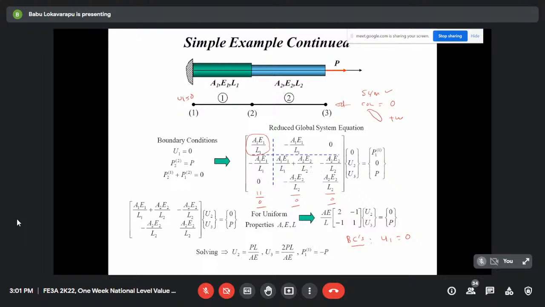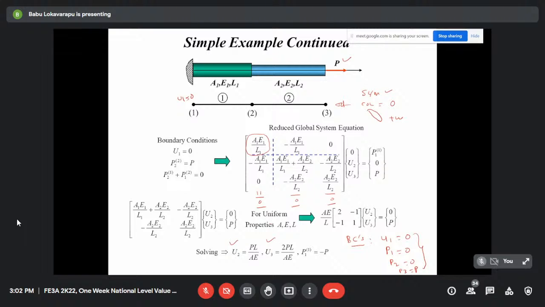Fine. Then, what about forces? The force at node 1 is 0. The force at node 2 also 0. Then at node 3 there is a P. Therefore, P3 equal to P. These are the boundary conditions. Substitute these boundary conditions in your global stiffness matrix and find out these values, U2 and U3. So U2 is this and U3 is this. So I got U2, U3 nodal displacements.